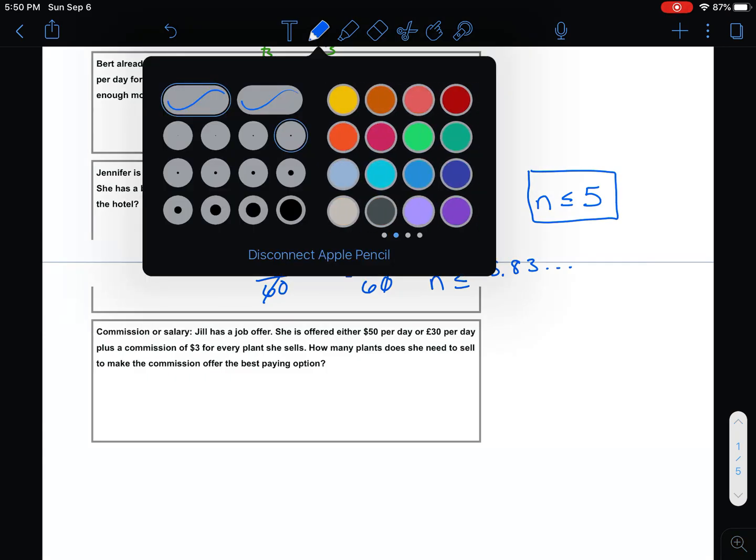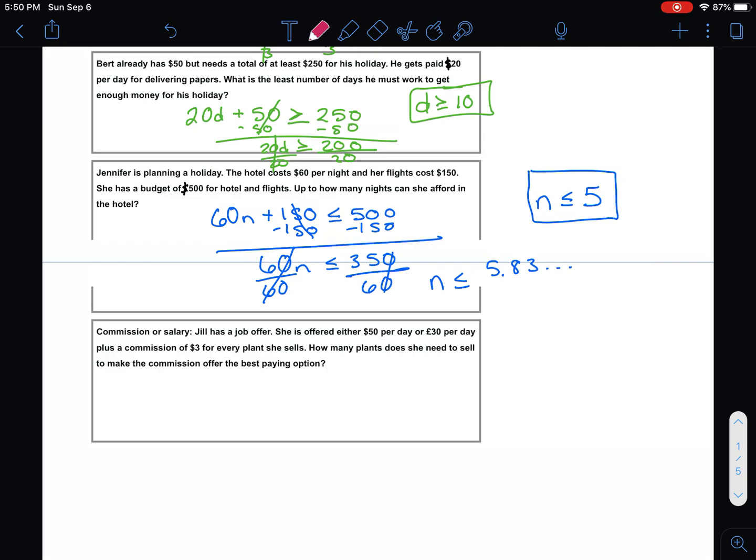All right, then our next one here, we have commissioner salary. Jill has a job offer. She is offered either $50 a day or $30 per day plus commission, and that's a dollar sign, of $3 for every plant that she sells. How many plants does she need to sell in order to make the commission better than the best paying option?